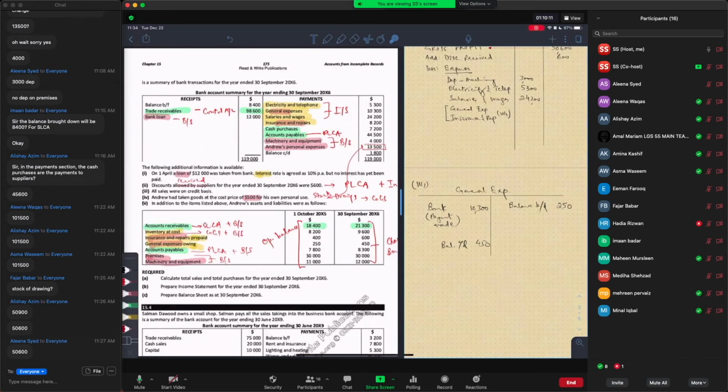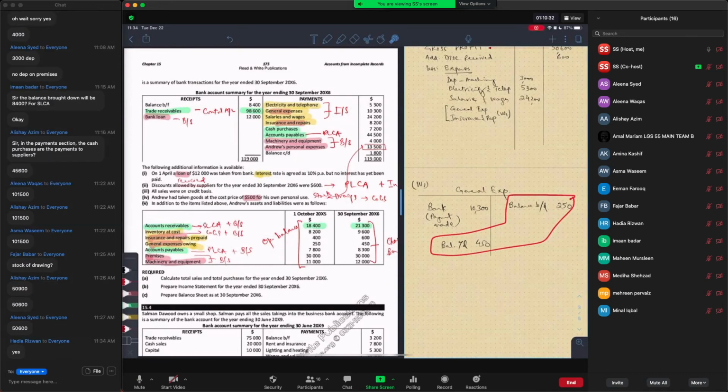Okay, Hadia, good. Hadia, we understand this part first of all, the placing of the opening balance and the closing balance. Are we clear on this part? Okay, good. So we're not clear about this part, right? So you can, okay. The general expenses, you can see the information.